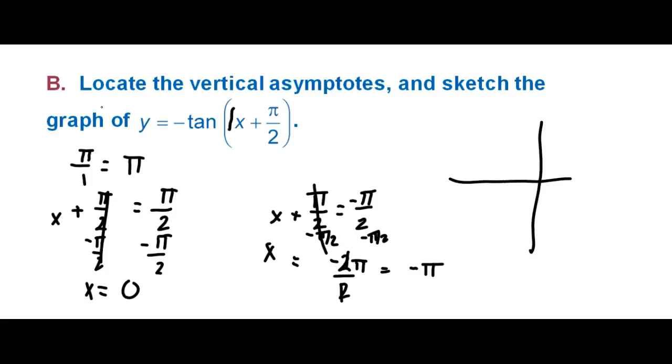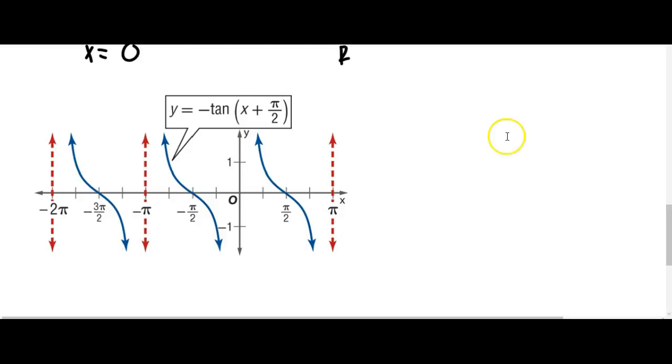So when we sketch that, we'll have an asymptote at 0 now, and we'll have an asymptote at negative pi. And since it's flipped, we're going to start at infinity and come down into negative infinity. Just to give you a little better picture of that, I'll include the picture from the book so you can see what that would look like.